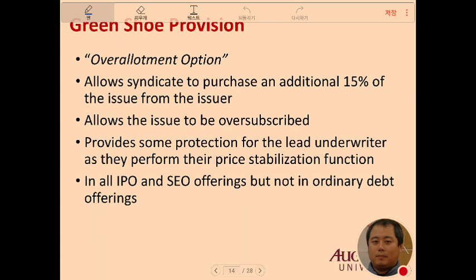This is very common in IPO and SEO offerings, so you can find Greenshoe provisions in most equity offerings, but not in debt offerings.